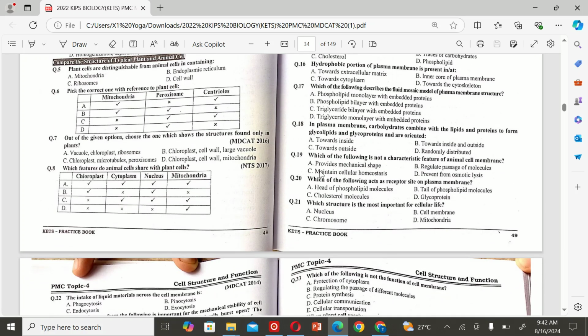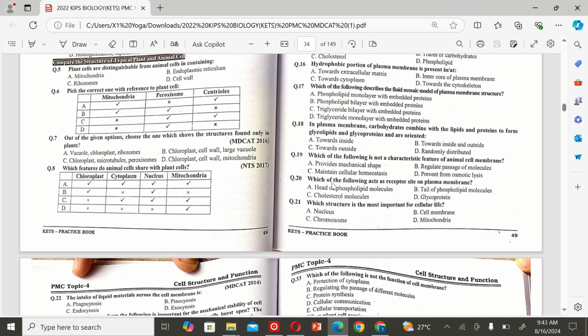The next MCQ is: which of the following is not a characteristic feature of animal cell membrane? A. Provides mechanical shape. B. Regulates passage of molecules. C. Maintains cellular homeostasis. And D. Prevents from osmotic lysis. So the correct option is D.